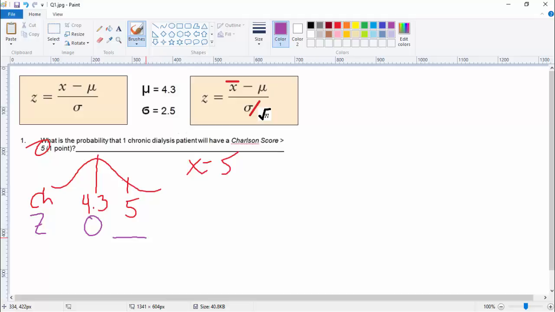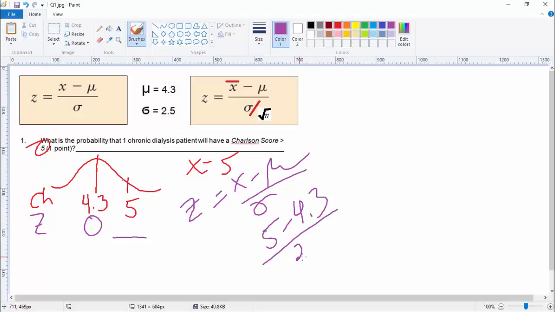So we can use that formula. Remember the formula, x minus mu. We're using the left side because we're doing the simple one first. So how are we going to get our z? Let's fill in the x. That's 5 minus 4.3 divided by 2.5. So this is our z.